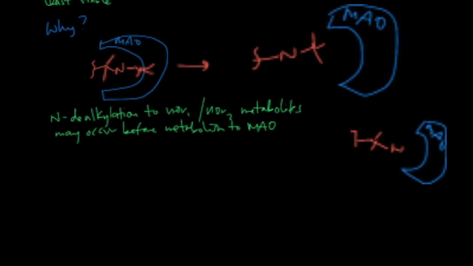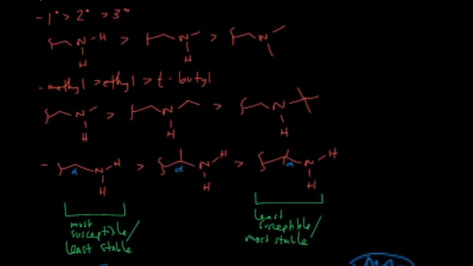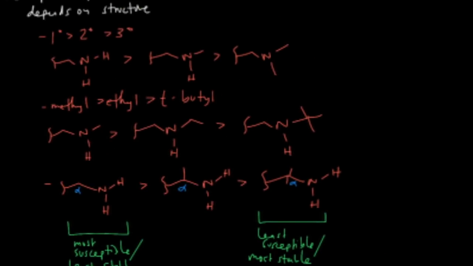Another important concept is that N-dealkylation to NOR1 and NOR2 metabolites may occur before metabolism by MAO. So you can metabolize compounds to the NOR1 and NOR2 metabolites, leading to secondary and primary amines, in order for them to be metabolized by MAO. Because remember, MAO works best on primary and secondary amines over tertiary amines. So metabolizing them to your primary amine and your secondary amine, or your NOR1 and NOR2 metabolites, allows them to be metabolized better by MAO.